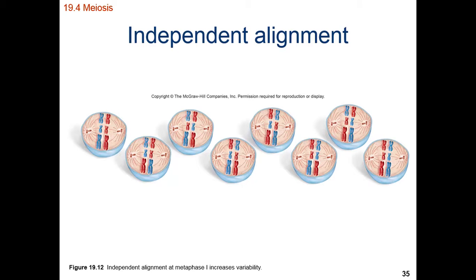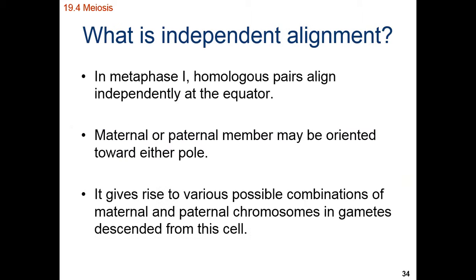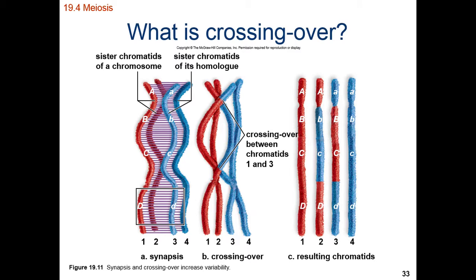Now, if we had 23 pairs of chromosomes, which we do as human beings, we can take 2 to the, and I'm using my calculator for this, FYI, to the 23rd power. Because of independent alignment, this is going to cause us to have 8.3 million new combinations of chromosomes in our gametes. Never mind all the different combinations that we get from crossing over.